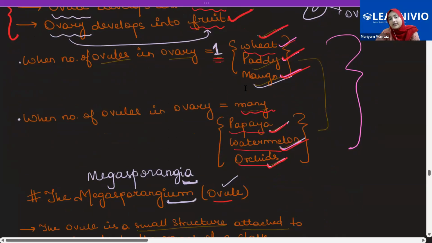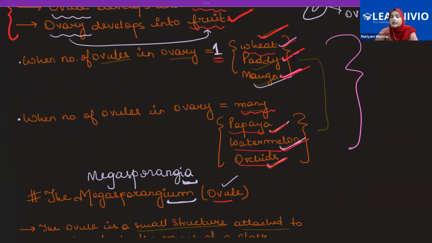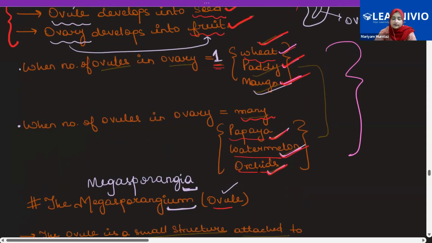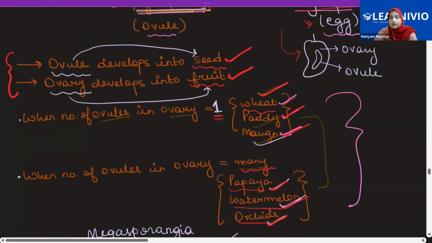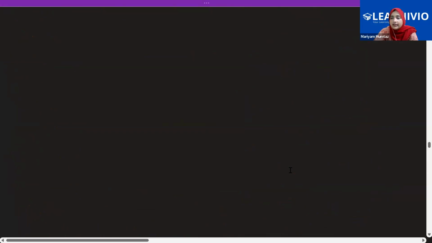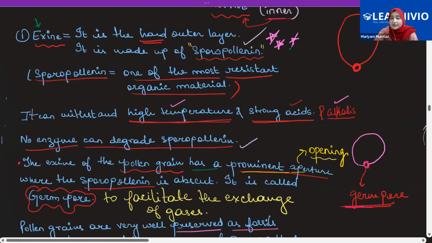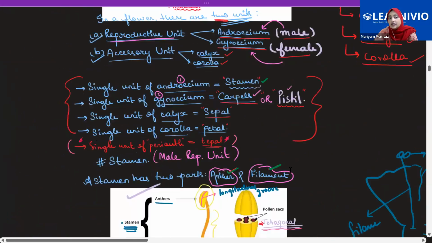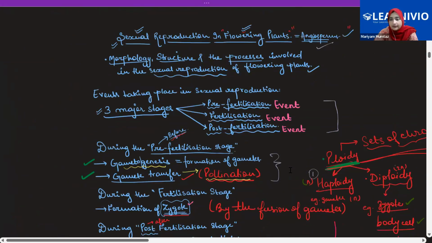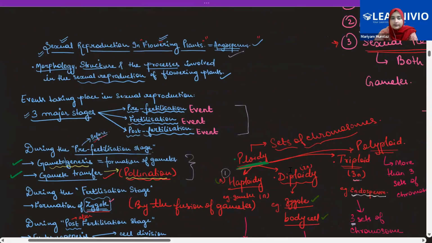Now, many times the number of ovules, meaning the number of seeds in a fruit, will be one, such as wheat, paddy, mango. And when the number of ovules is multiple, such as papaya, watermelon, orchid. Is it clear, students? Any doubts? No. All right. Now you note down, then we'll move forward and talk about the megasporangium and how the process of female gamete formation takes place. So you note down. Once you're done, please tell me, I'll slow down.